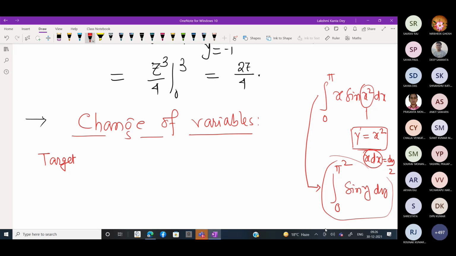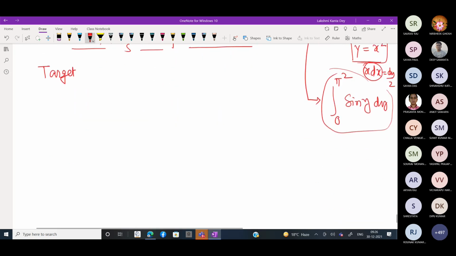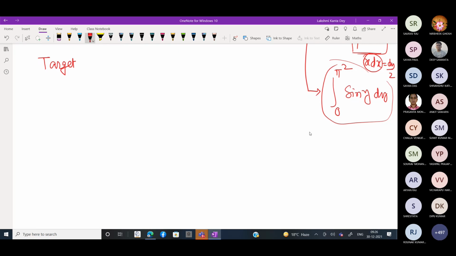But in case of double integration, the situation is not so easy. Suppose some region is there, f(x, y) dx dy. In order to integrate it, we can see that if we change the variables x, y to some other variables u, v, then the integration becomes very easy. But how to do that? That is basically our target today.